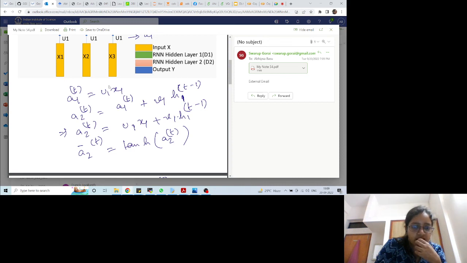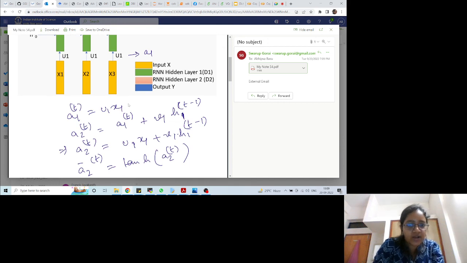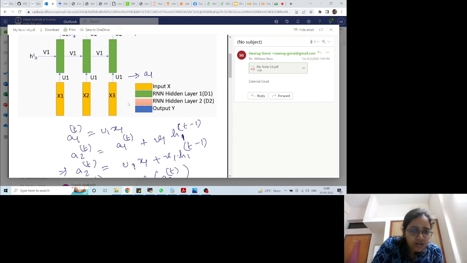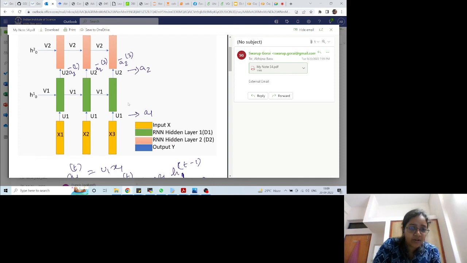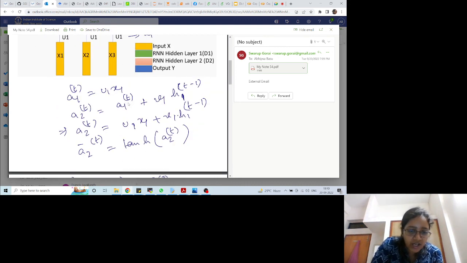If I remember correctly, this will not be U1 X1. This will be U1 X1 plus transpose V1 into H0 of t. Ma'am, I have taken this portion as A1. Please check this in the figure, where I have written A1, A2, A3 like that. Wait a minute. Okay, I'm getting confused by the notations that you have used.